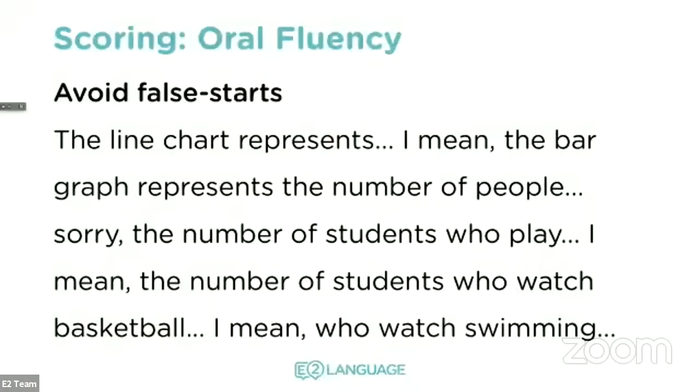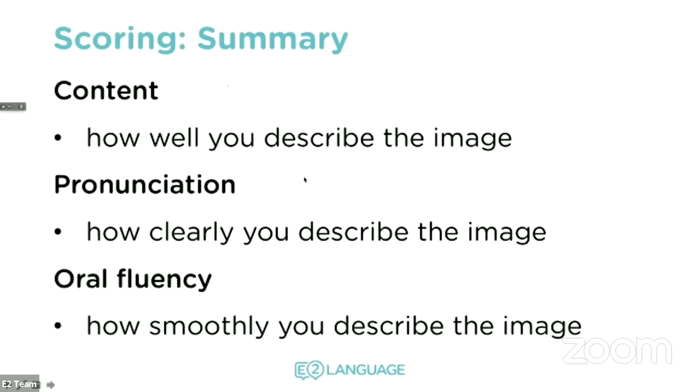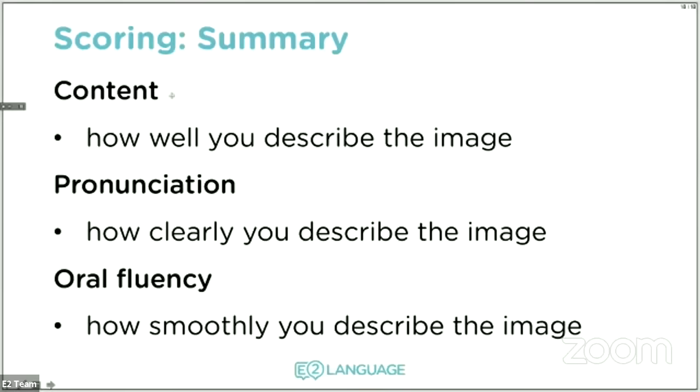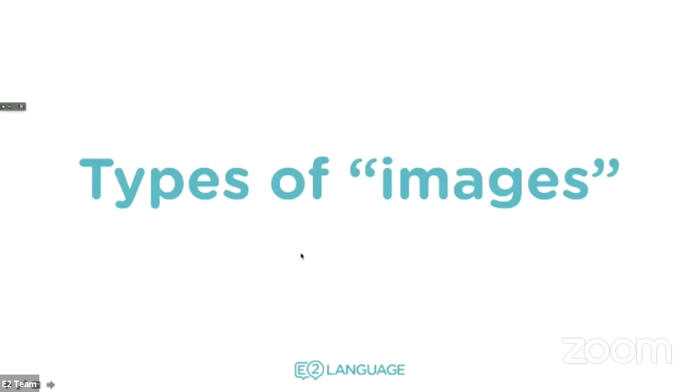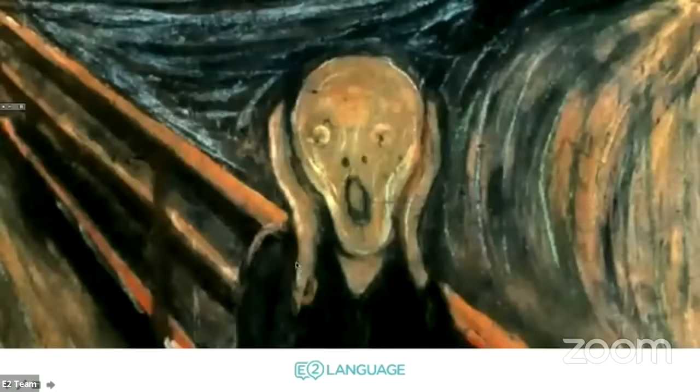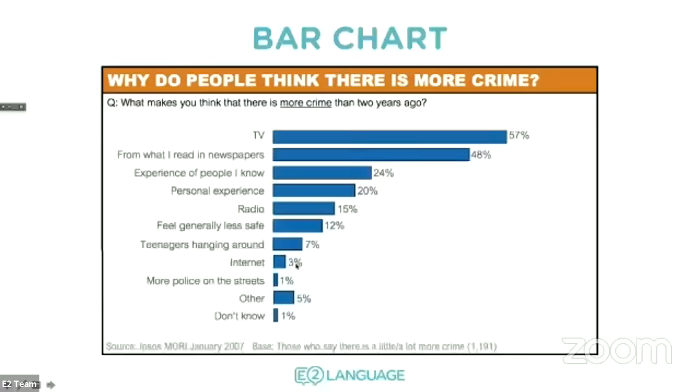Never do that. So in summary, how you're scored on describe image is content, which means how well you describe the image, you get scored out of 5. Pronunciation, how clearly you describe the image, you get scored out of 5. And oral fluency, which means how smoothly you describe the image, and you get scored out of 5. Cool, fine. Now we've talked about that. What types of images will you see in your exam? Well, this is where it gets a little bit scary. You will see bar charts.